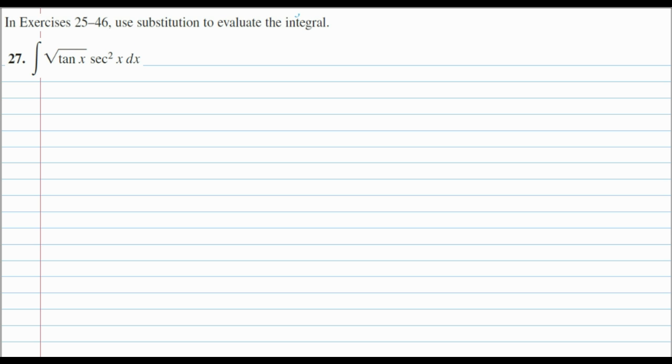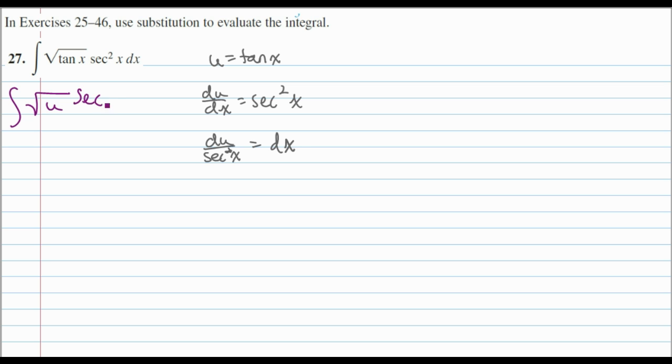So I'm going to call u tangent of x, the inside of the composition. And then I'm going to say that du dx is secant squared of x, the derivative. That means that du over secant squared of x is dx. And now I can substitute those back in. So inside the square root, I don't use tangent anymore. I'm going to use u.